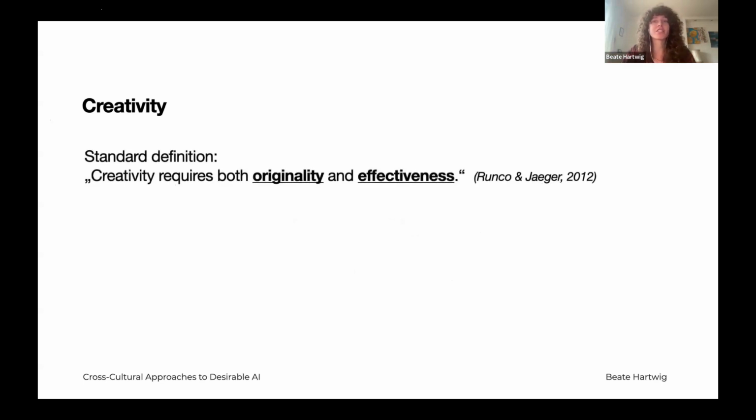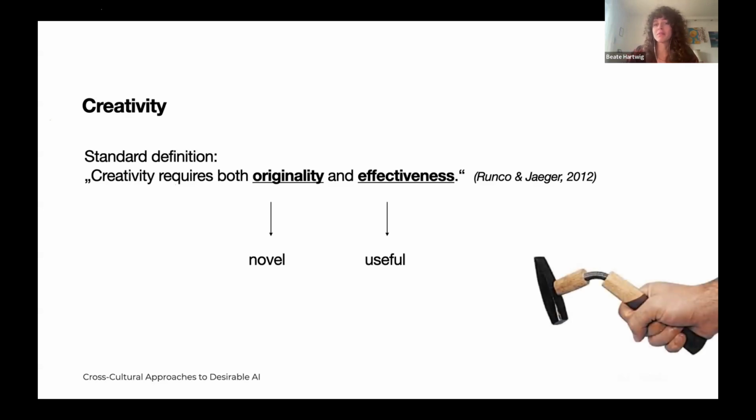By its standard definition, creativity can be seen as an ability that requires both originality and effectiveness. So it's about generating new work that must simultaneously be novel and useful in its context. So, for example, this hammer prototype is definitely novel, but in its context not useful, and therefore it does not meet all requirements for a successful completion of a creative task.